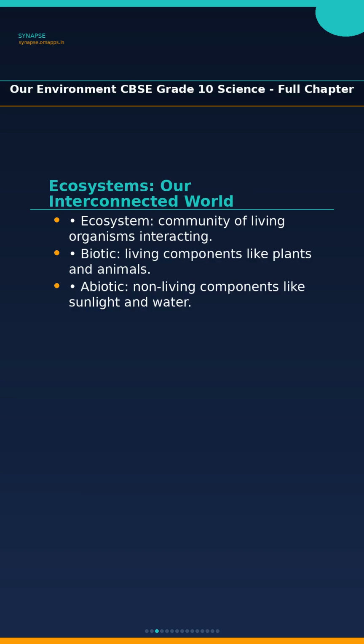An ecosystem is a community where living organisms interact with each other and their surroundings. Think of it like a big neighborhood. We have biotic components, the living parts like plants and animals. And abiotic components, the non-living parts like sunlight and water.